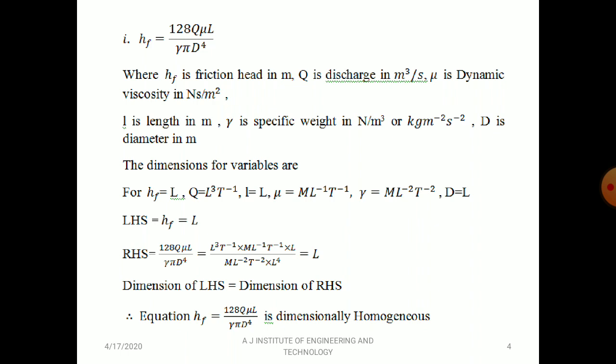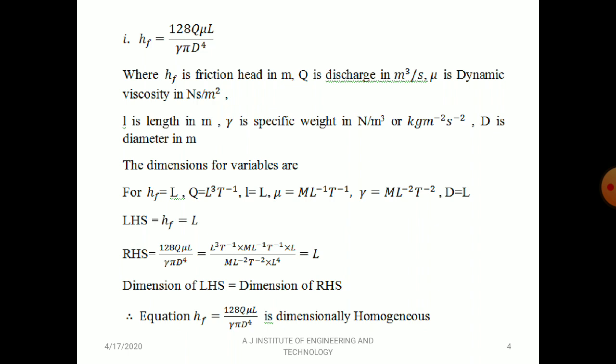So Q has dimension L cubed into t to the power minus 1, mu has dimension m into L to the power minus 1 into t to the power minus 1, then L has dimension L, divided by gamma into pi into d to the power 4. Pi has a value of 3.143, which is again a constant, it has no dimension or unit. So remaining is gamma into d to the power 4. For gamma it is m into L to the power minus 2 into t to the power minus 2, into L to the power 4 for diameter to the power 4.